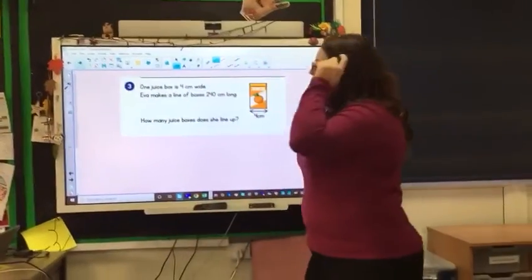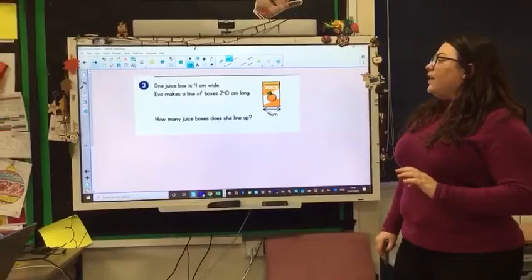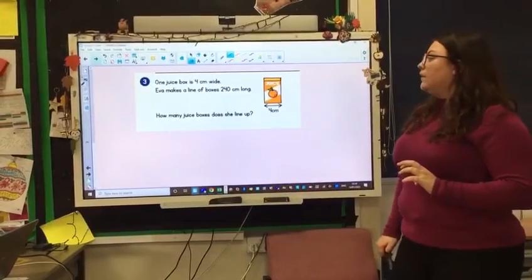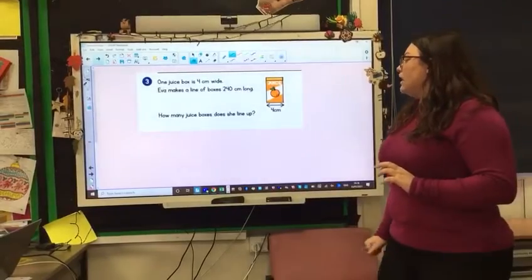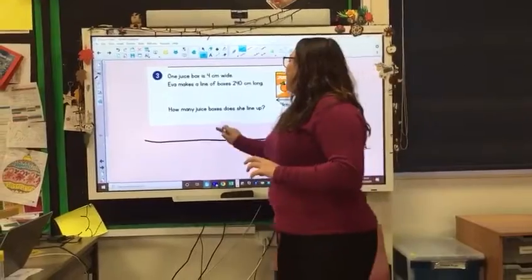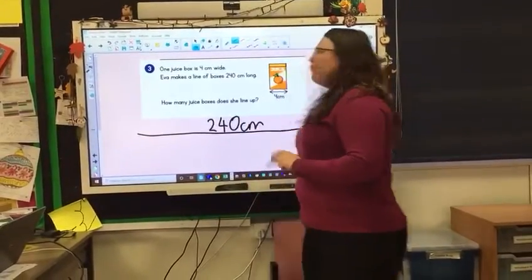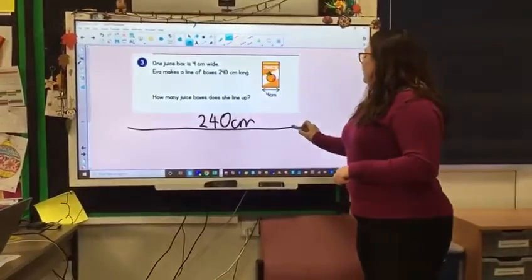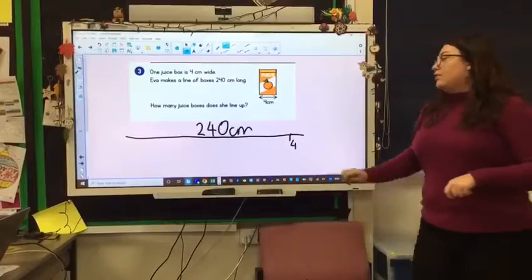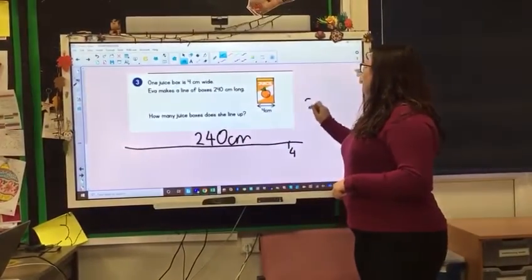Okay. One juice box is 4 centimetres wide. Eva makes a line of boxes 240 centimetres long. How many juice boxes does she line up? So, the total length of this line is 240 centimetres. It can be broken down into 4 centimetre chunks. So what we can do is do 240 divided by 4.